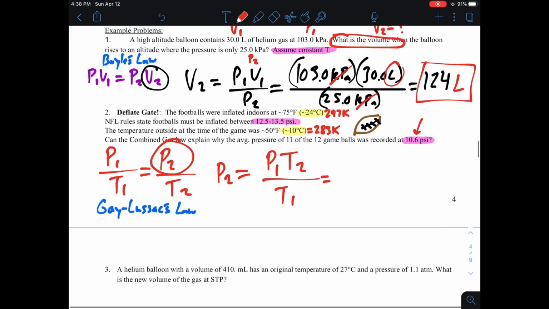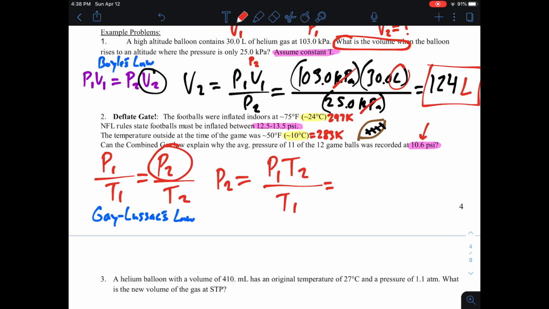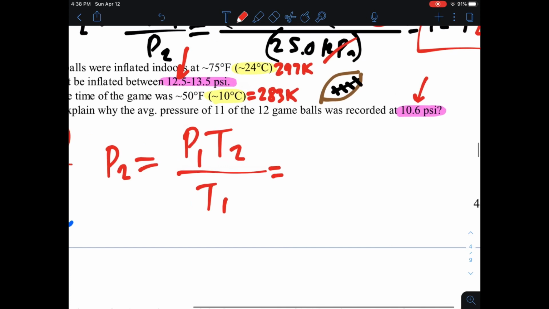Pressure 1. What is our initial pressure? Is it 12.5? Is it 13.5? Let's give the Patriots the benefit of the doubt here. Let's assume that they inflated them to the lowest allowable pressure under the game conditions. Let's say in the Turner's office they inflated them to 12.5 psi. Remember that pressure can be in any unit.